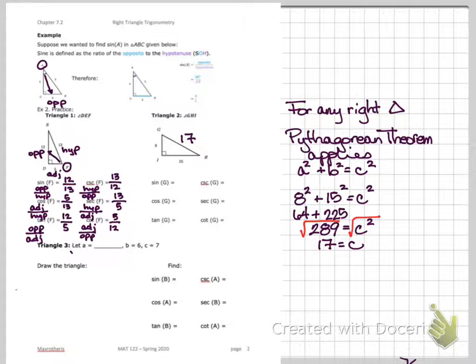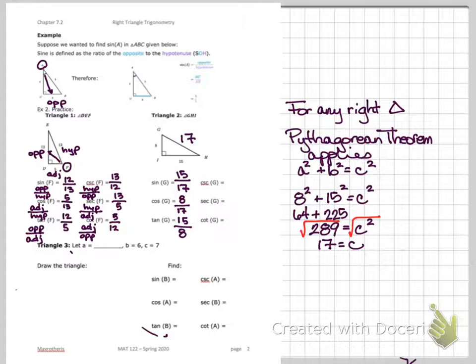The sine of G is opposite over hypotenuse. Take a minute to figure out which side is opposite angle G. Kind of like one you can draw a straight line from. And we get the 15 is our opposite. So we have 15 over 17. Cosine is adjacent over hypotenuse. 8 over 17. Tangent is opposite over adjacent. So we get 15 over 8.